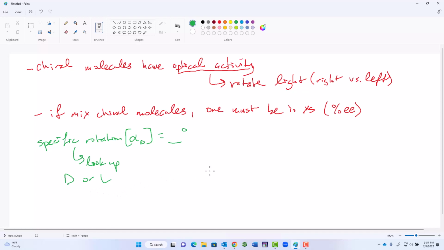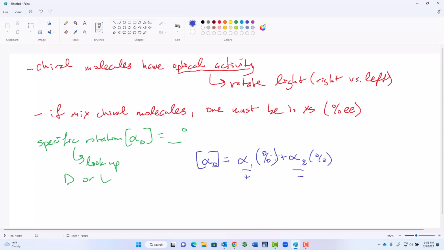If you have a mixture of enantiomers or a mixture of chiral molecules, this specific rotation is going to be a weighted average of the individual enantiomers. So you would have your specific rotation of one enantiomer times the percent plus the specific rotation of the other enantiomer times its percent. If these are enantiomers, and we'll get into what that means in a later video, one of these would be positive and one of these would be negative.